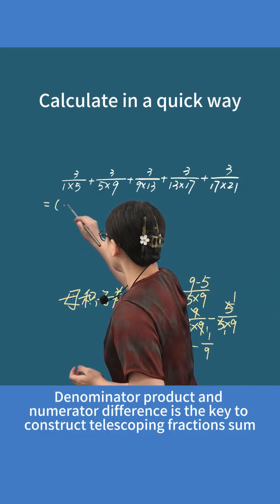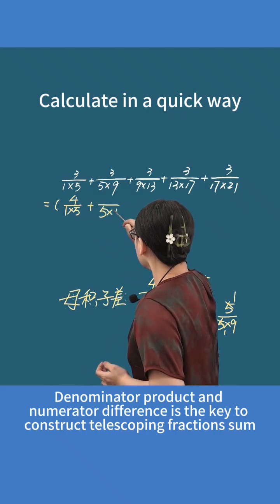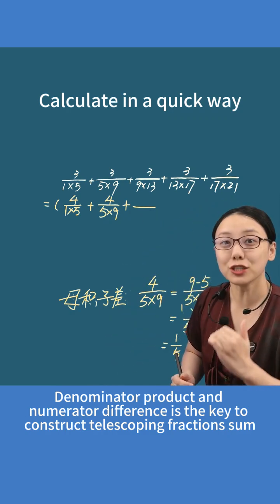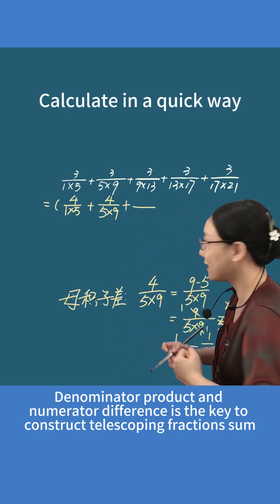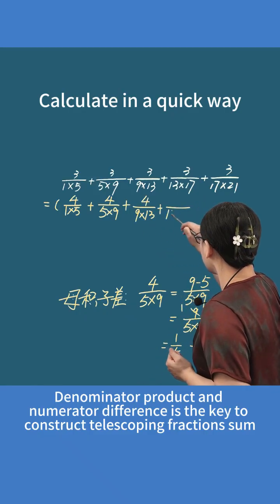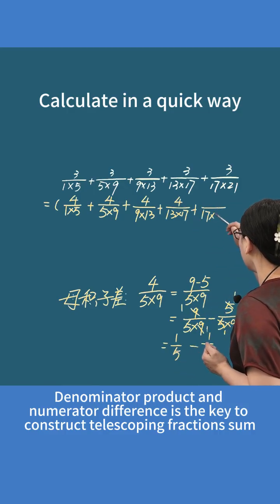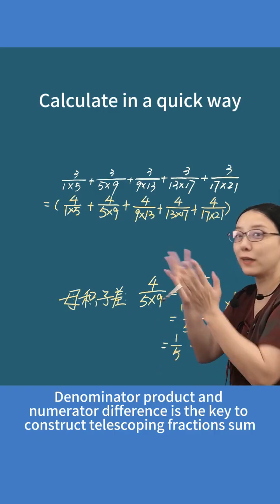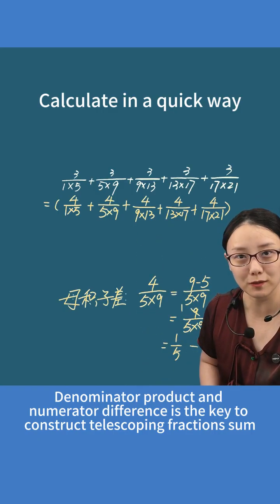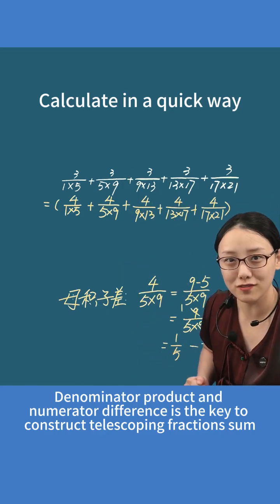Let's write it out. 1 times 4/5 plus 5 times 4/9. Take a look. Isn't it true that all the ones written by the teacher satisfy the condition where the denominator is the product and the numerator is the difference? Next, 9 times 4/13 plus 13 times 4/17 plus 17 times 4/21. Why do we need to add parentheses? Because are the numbers inside here the same as the ones above? They're not the same, so you need to keep it consistent with the ones above.